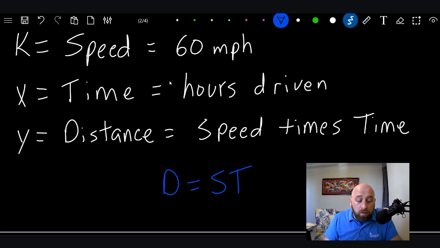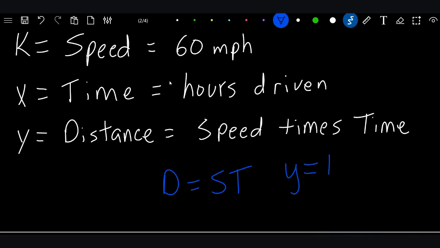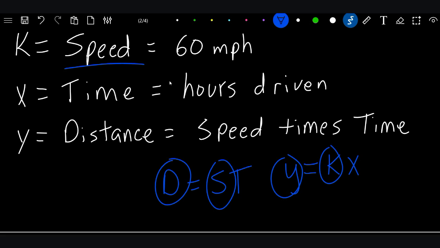You probably had that formula before. You didn't even know that it was a direct variation problem, but that is a direct variation problem. Why? Because here's what it looks like. It looks like y equals kx. The y in this case is your distance. The speed is your miles per hour. That's your k. And then your x is your time. And so they all match up.